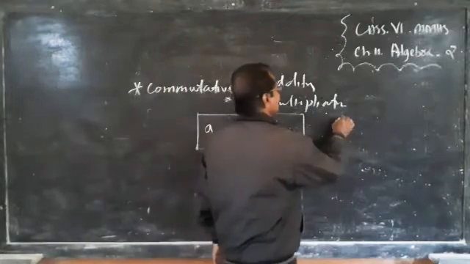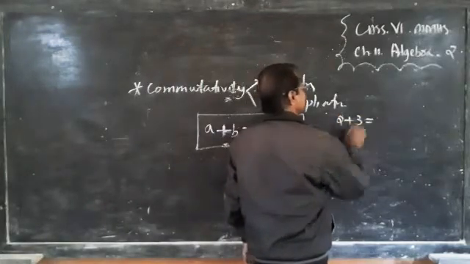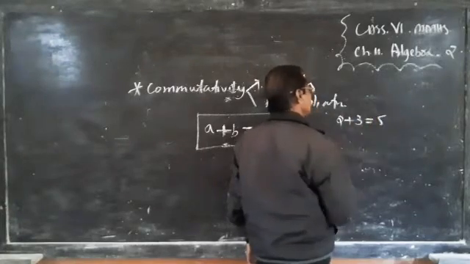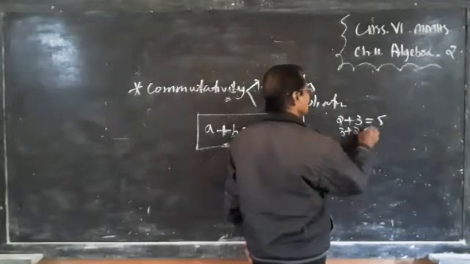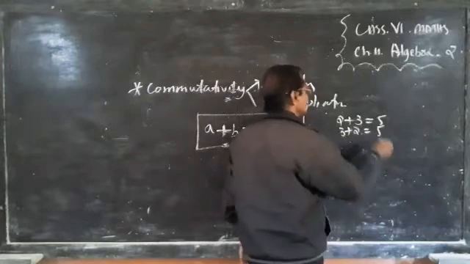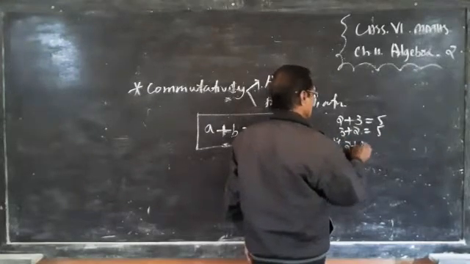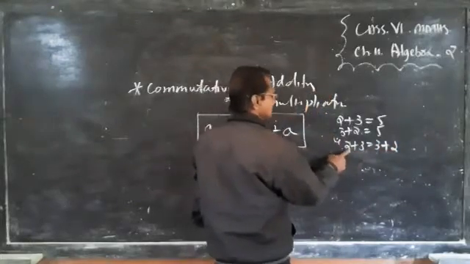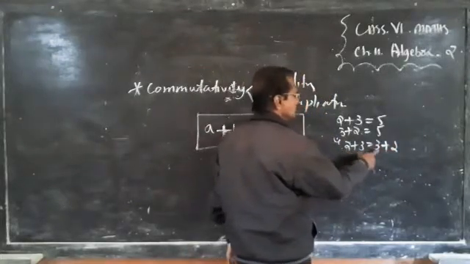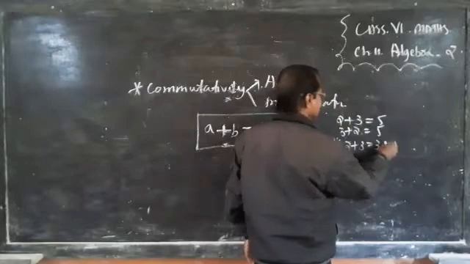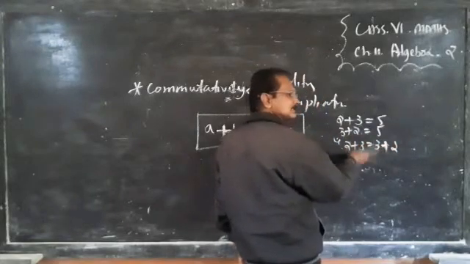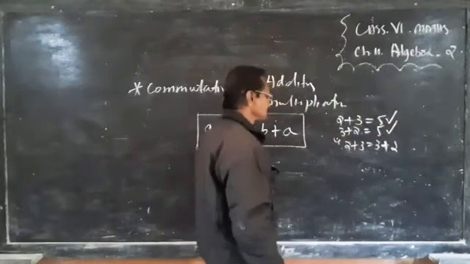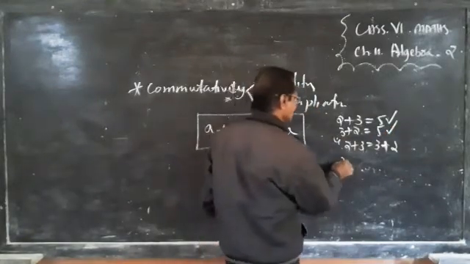Now look here. 2 plus 3 equal to 5. Then what is 3 plus 2? 3 plus 2 equal to 5. So you can write 2 plus 3 equal to 3 plus 2. Interchanging. पहले मैंने 2 लिखा था, बाद में 3 लिखा है. इधर तो पहले 3 लिखा, बाद में 2 लिखा. So interchanging the number, changing the position of the number, but there is no change in the value.